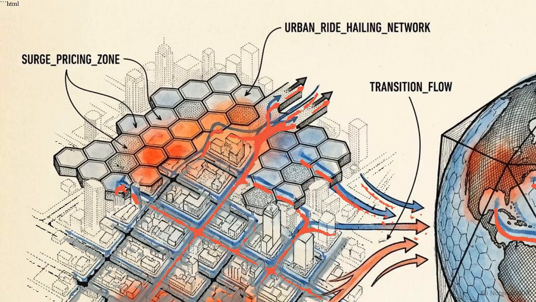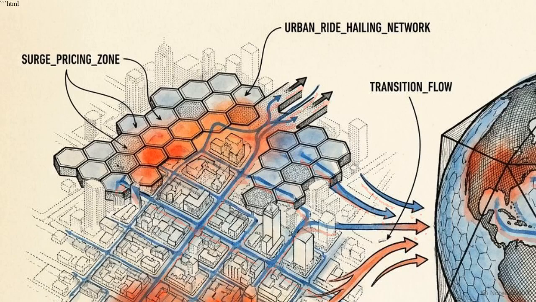Uber bypassed this by engineering H3. They projected the Earth onto an icosahedron, tiling the surface with a uniform grid of hexagons. Hexagons possess a unique mathematical advantage. The center point is exactly the same distance from every single neighboring cell. This uniform geometry allows the system to execute perfect K-ring expansions, searching outward in flawless concentric rings without spatial distortion.